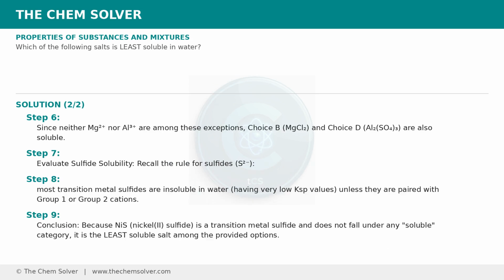Since neither Mg²⁺ nor Al³⁺ are among these exceptions, choice B, MgCl₂, and choice D, Al₂(SO₄)₃, are also soluble.